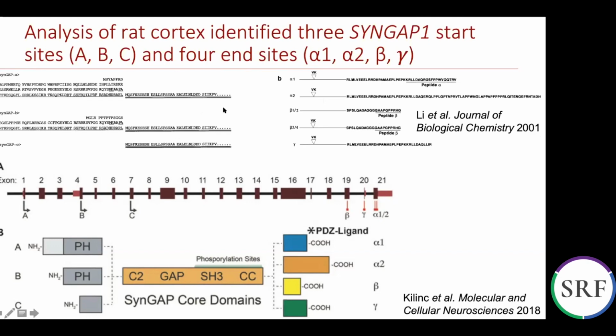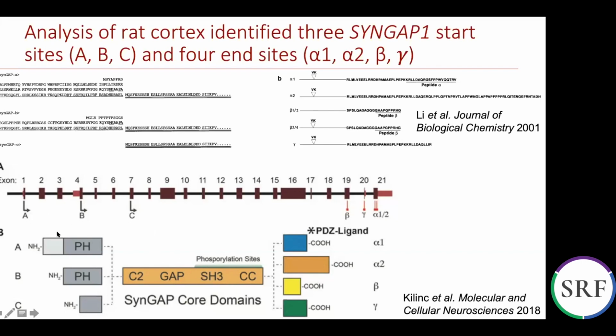Graphics have progressed a lot since then, and so this paper is pretty hard to interpret. But there's a very, very nice figure made in 2018, which really captures the main points of this, and that is that you've got this bit in the middle which you need. This is present in all the different isoforms. If you've not got this, you're not really looking at a SynGAP1 proper protein.